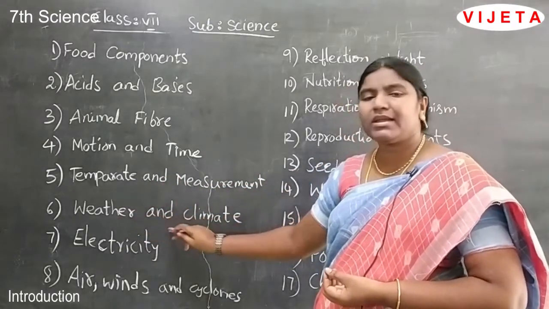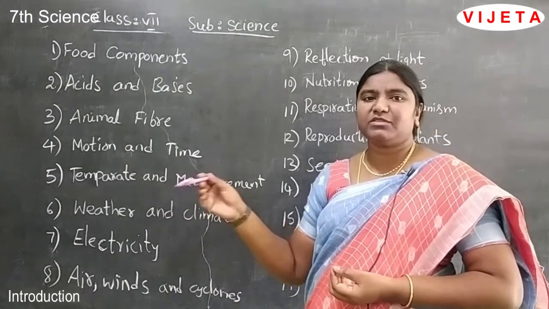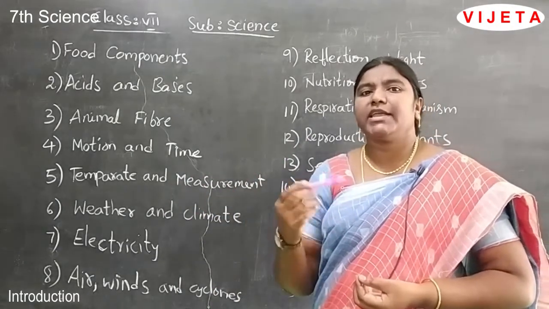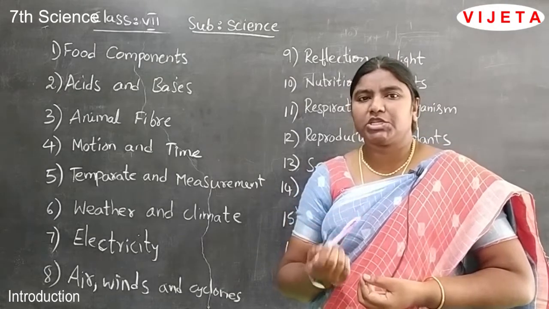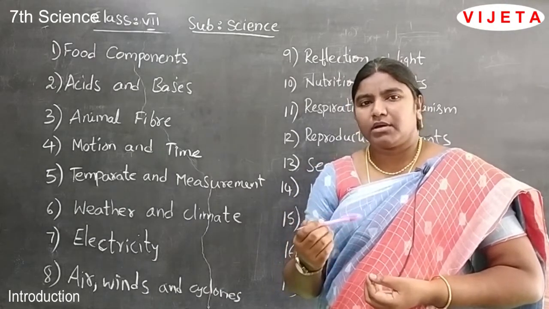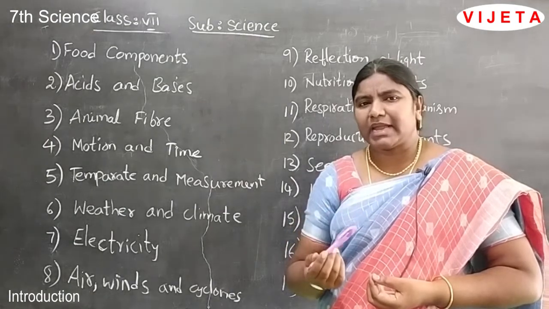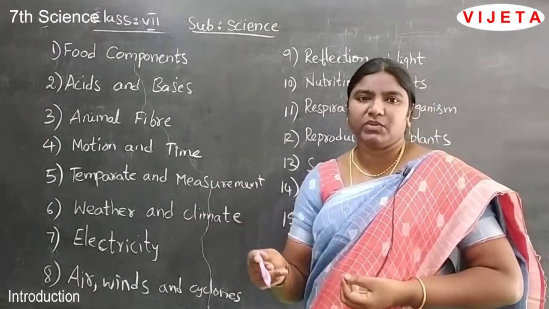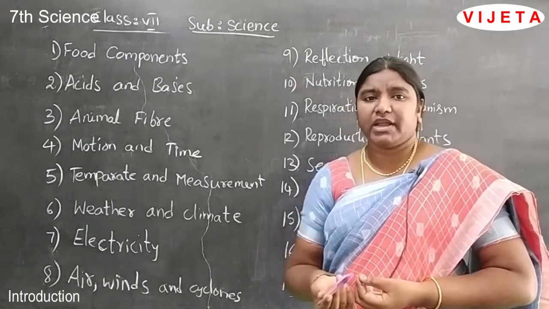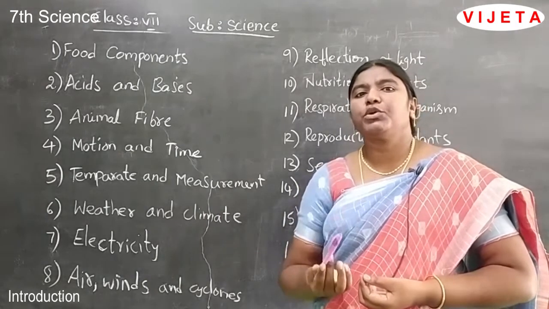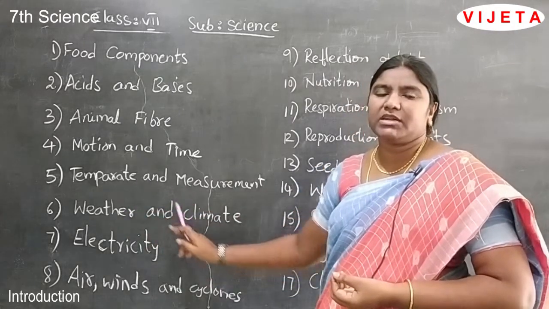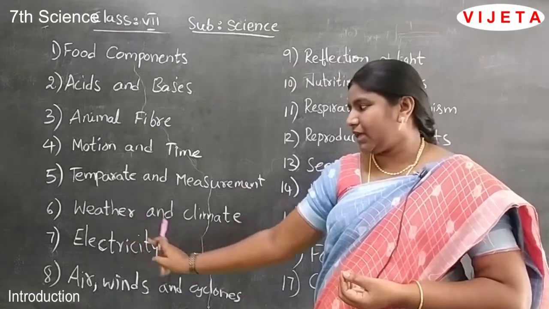And the next is weather and climate. The difference between weather and climate is very large. Weather is the day by day changing of the temperature and other activities. And climate takes many years. Suppose it is the rainy season and it continues for up to 25 years, that is called climate. What the differences between the two are, we learn in this lesson.